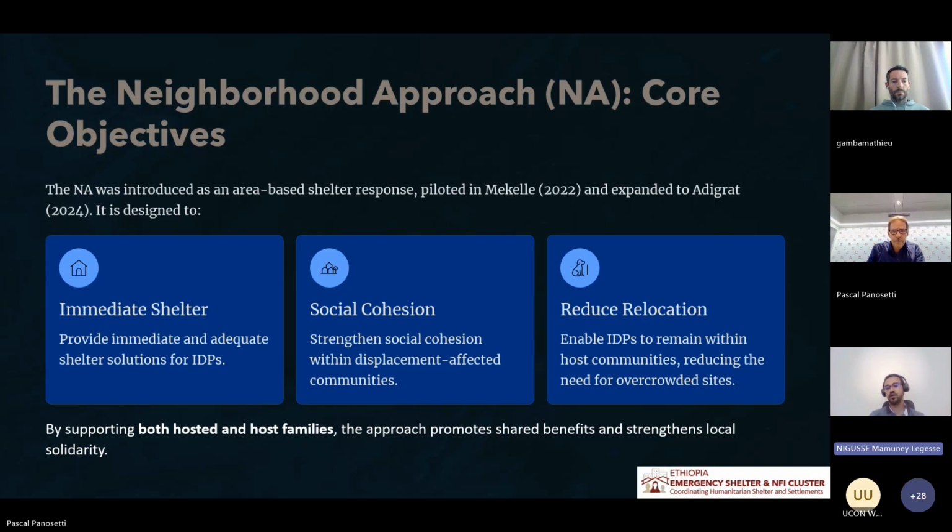It also reduces the challenges regarding relocation.